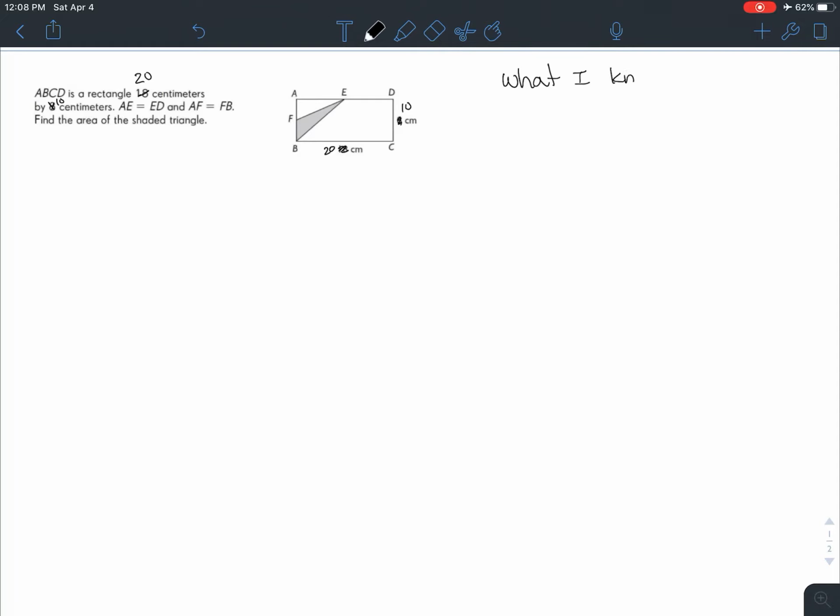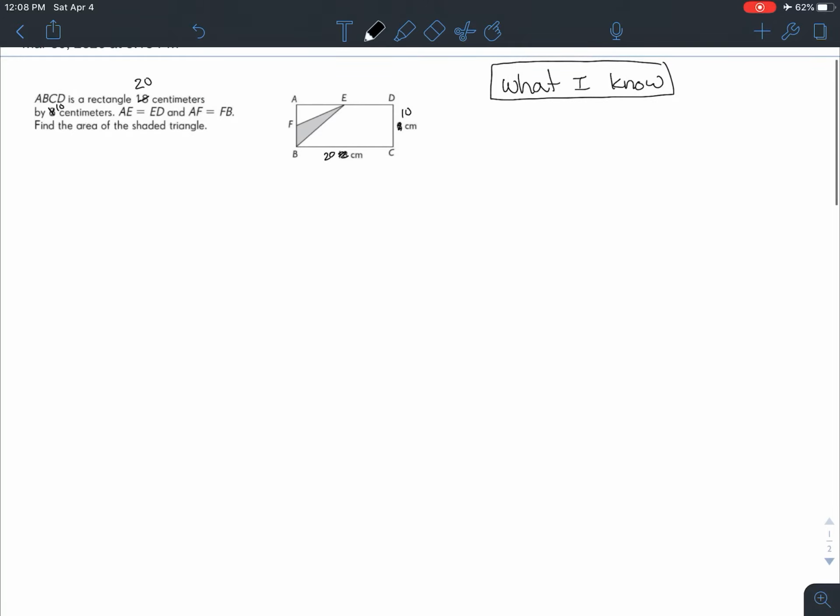To help us do that, I want you to still practice doing the "what I know" part, okay? So going through this spot right over here, let's start off. ABCD is a rectangle, okay? So ABCD is a rectangle. And it says that it's 20 by 10. I know your math problem says 18 by 8, but I'm going to change it to 20 by 10, okay? So 20 centimeters, which is referring to this right here, by 10 centimeters, which is referring to that right there, okay?